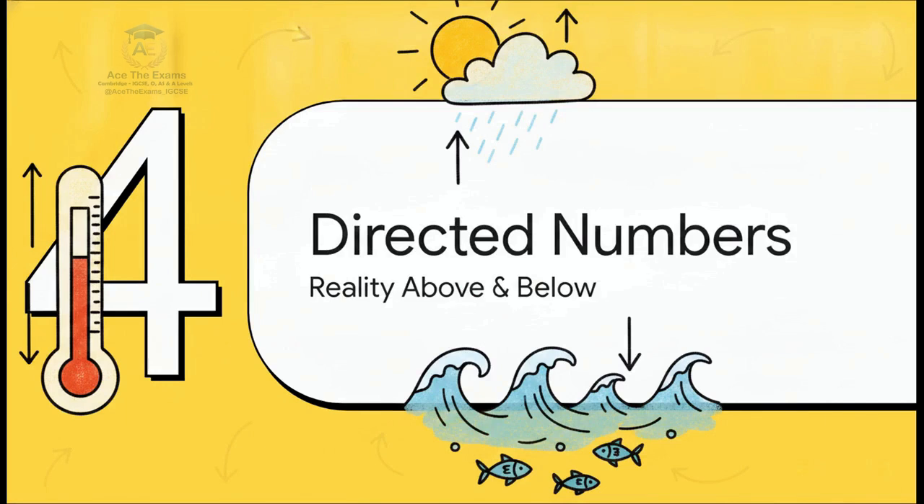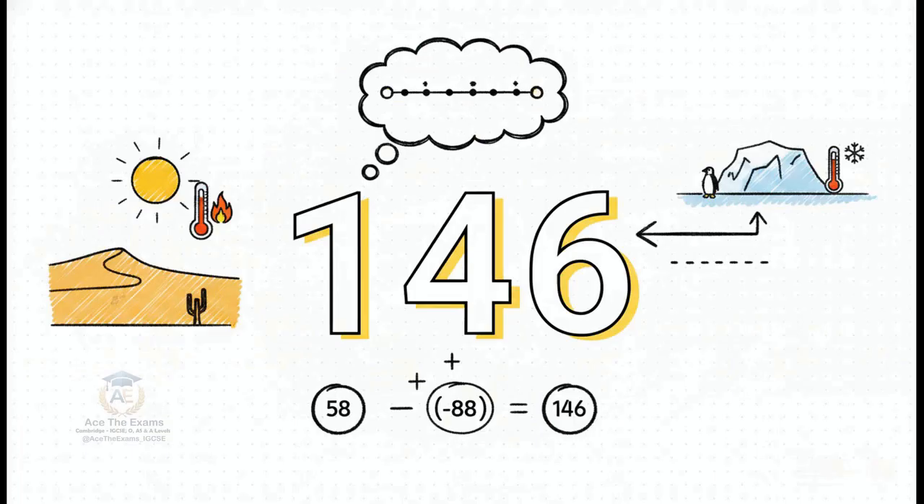Moving into section 4, directed numbers in reality, above and below 0. For our final section, we're taking a look at how positive and negative values govern real-life scenarios. And this brilliantly illustrates the concept of distance using directed numbers. 146, that is the massive gap in degrees Celsius between the highest and lowest recorded temperatures on Earth.